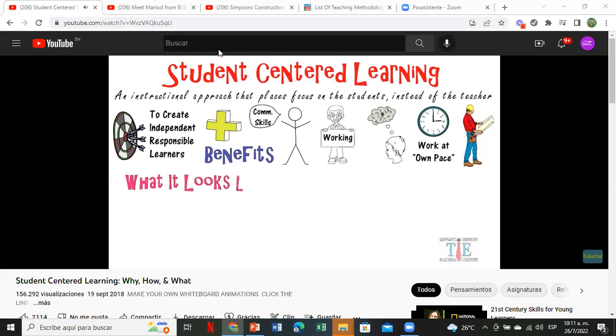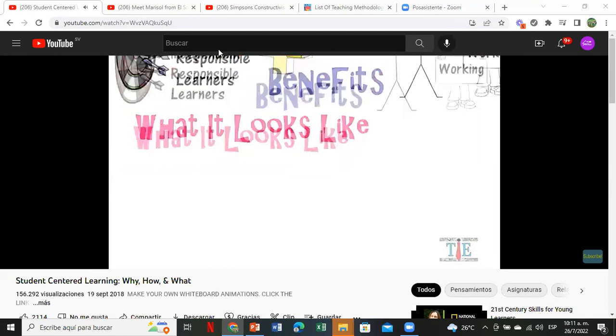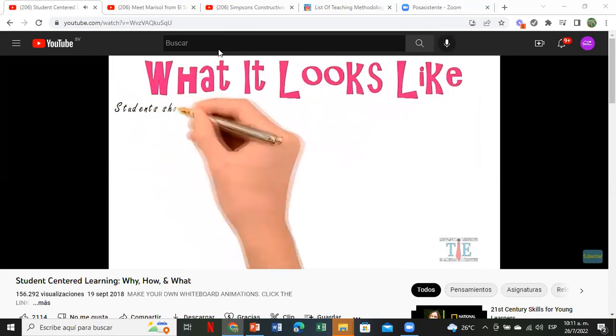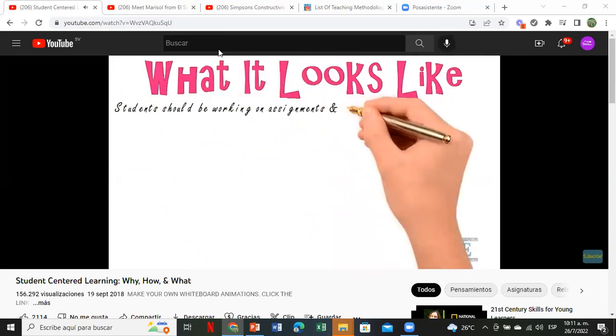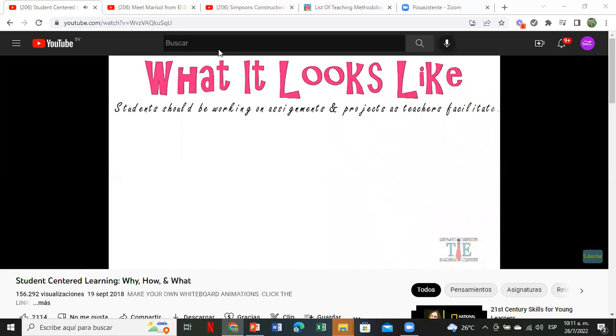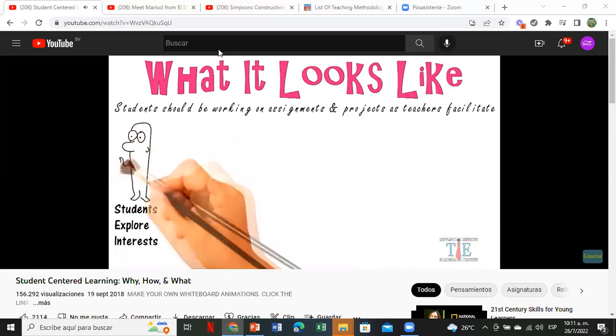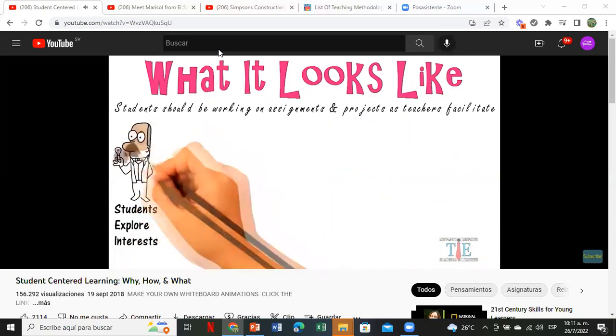What does a student-centered classroom look like? As school administrators roam the room, they should see students working on assignments as the teacher facilitates. Students are allowed to explore their interests. You may see a student performing an experiment on one of their favorite chemistry topics.